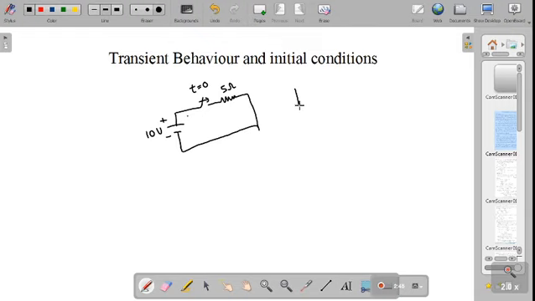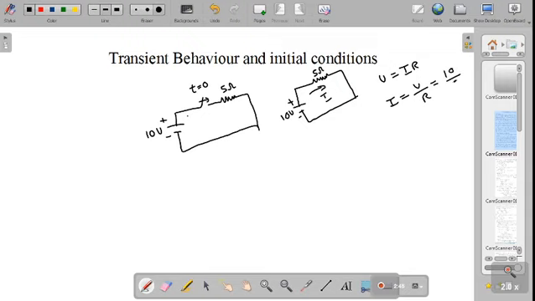The moment the switch is closed, so this is your 10 volts. When the switch is closed, this forms a closed circuit, and the current starts flowing in the circuit. The current which is flowing in the circuit can be calculated using Ohm's law. You know that V equals I into R, and the value of I would be equal to V by R. So this is 10 volt divided by resistance of 5, so that would be 2 amperes of current flowing in the circuit.